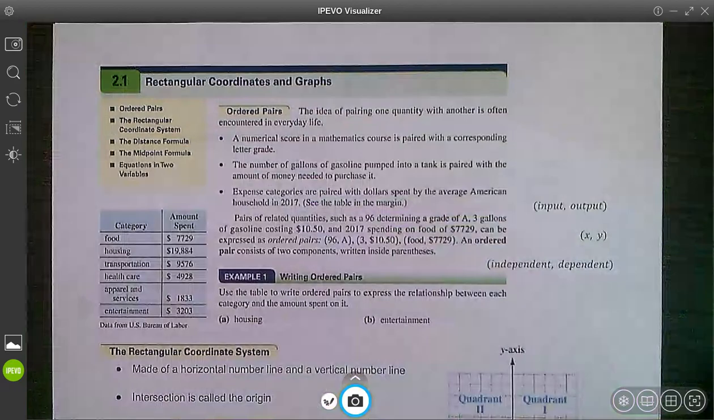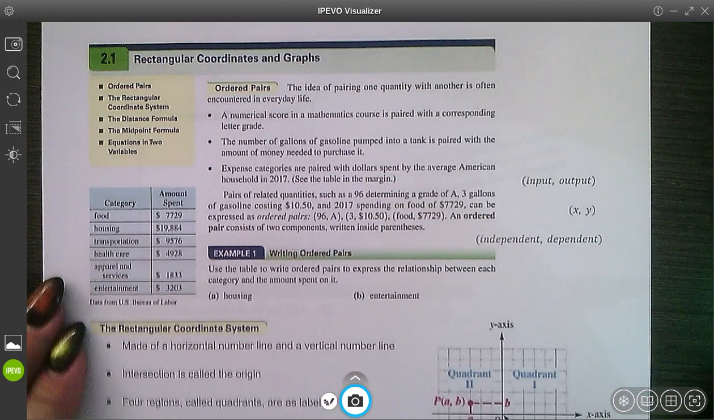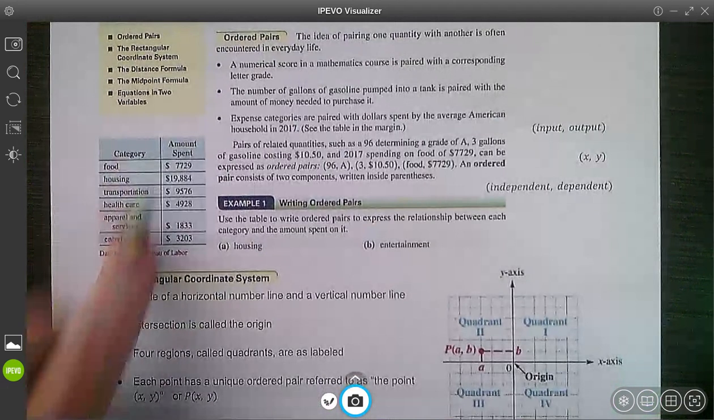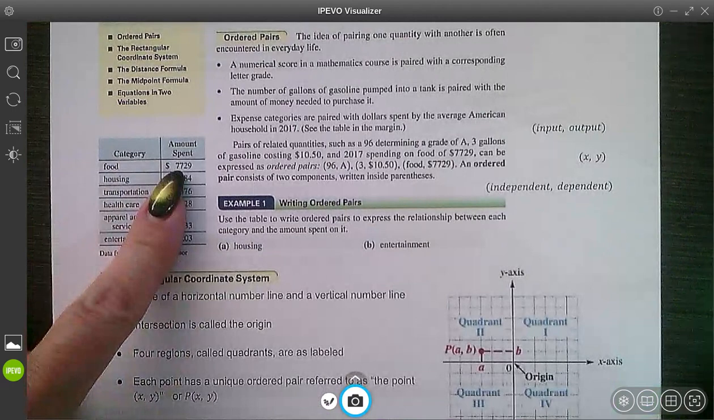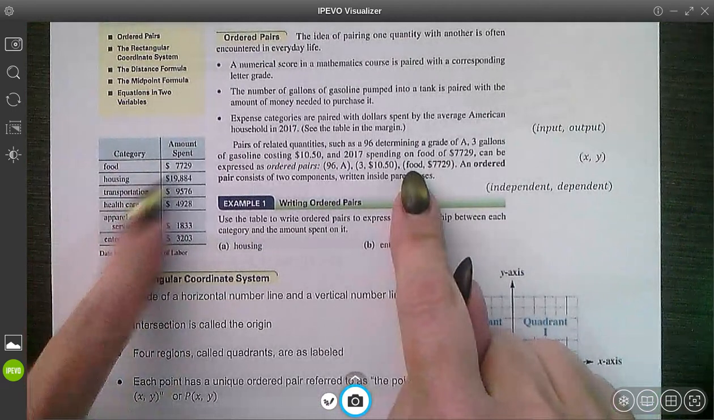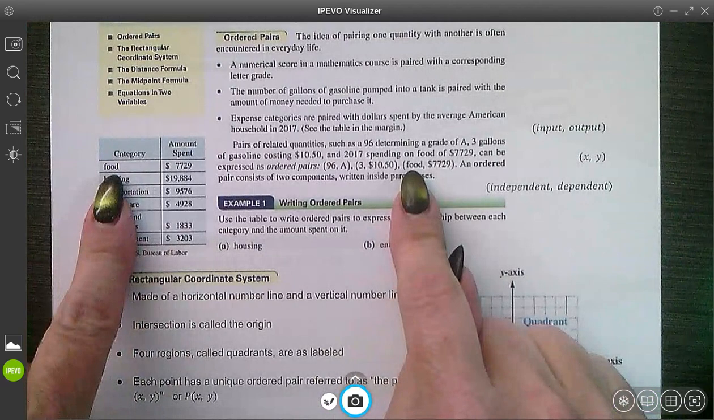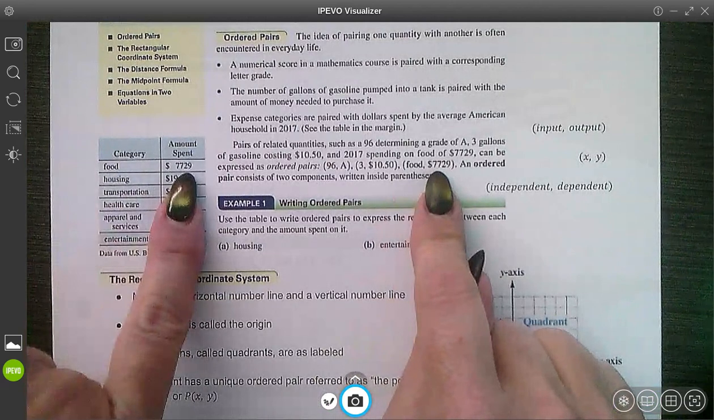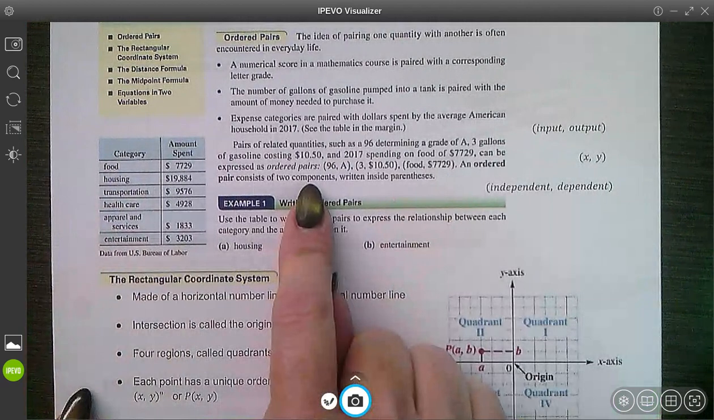So I want to start by talking about ordered pairs, which is going to help us with graphing and also representing situations. So here I have a table that's got categories and amount spent. We could take this table and turn it into ordered pairs, but the first coordinate would be a word. So this could be an ordered pair: food, comma, $7,729. An ordered pair is just two components that are written inside parentheses.